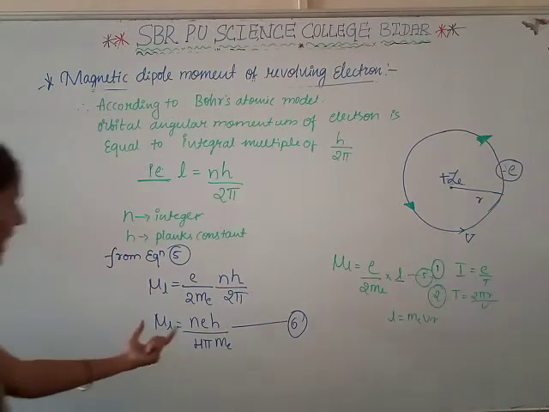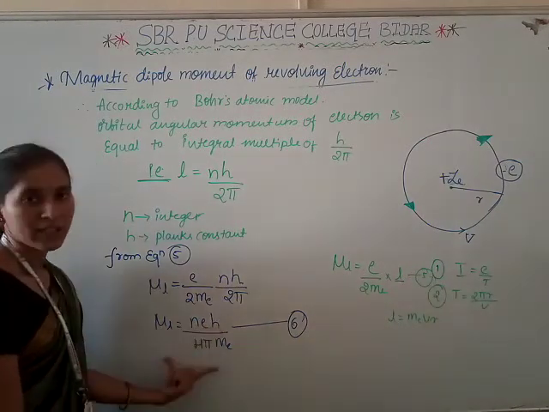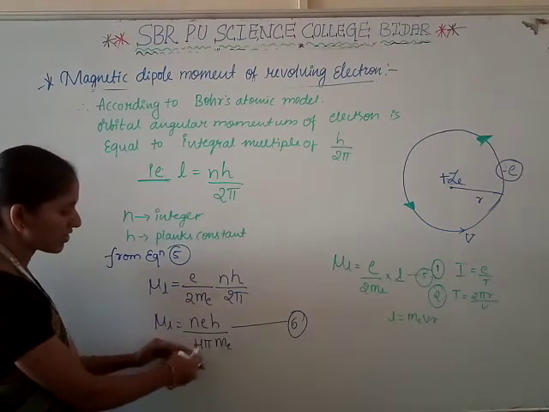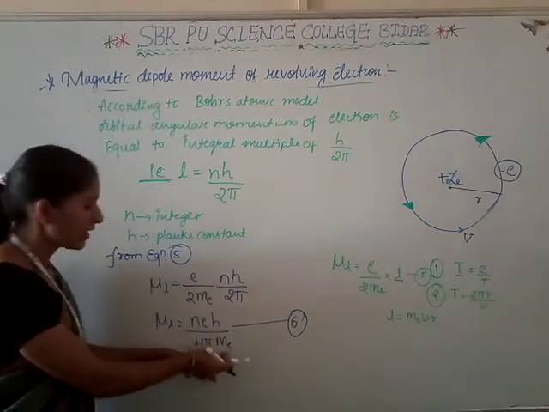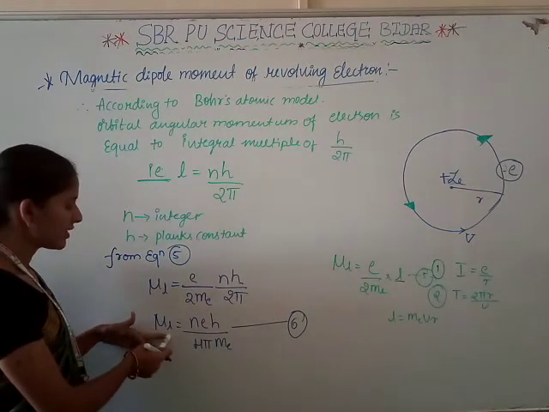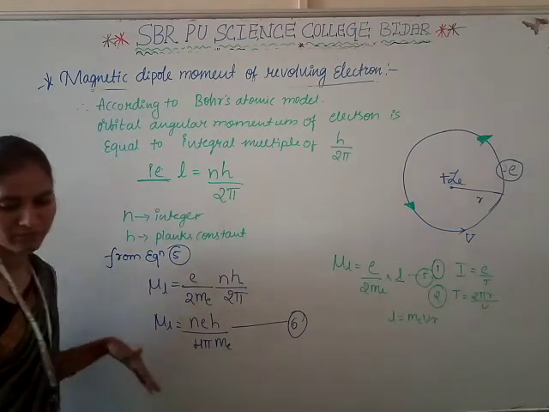Now, if we write the n value as 1, that is n is equal to 1, then mu L is equal to e into h divided by 4 pi me. That value is the minimum value of mu L, and that is called Bohr's magneton.